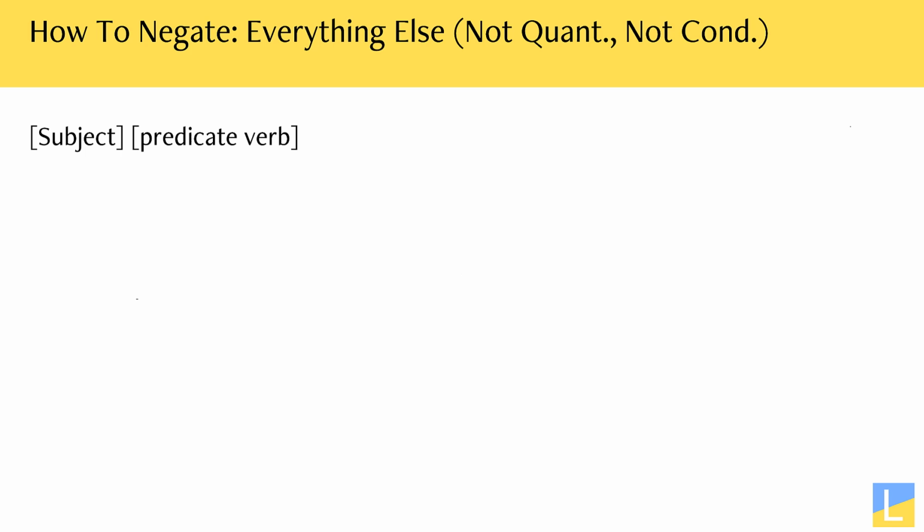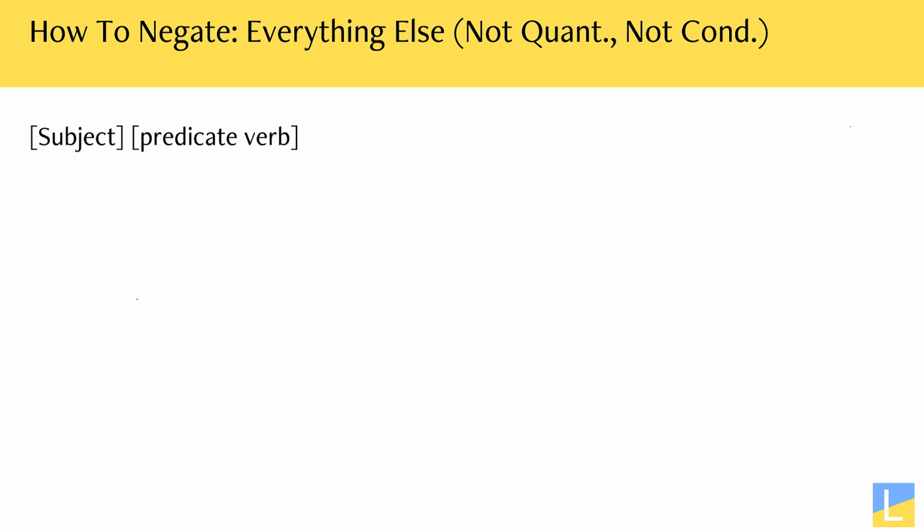Now let's talk about how to negate everything else. What if the statement we're trying to negate is not a quantified statement and is not a conditional statement? What do we do? Well, this should be pretty intuitive. We do this all the time. We basically add the negation, the word not, to the main verb of the sentence.